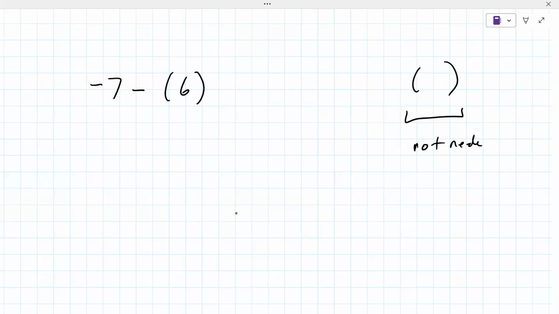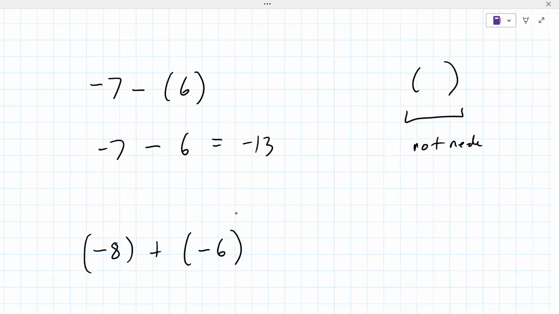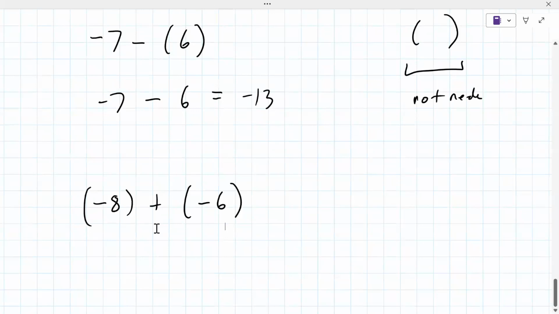Okay. Well, the next type of problem you might see is sometimes they put these numbers in parentheses. It'll be like -7 minus 6, like this. Parentheses are not needed at this point, so you can just drop them. So what would this become? -13. All right. How about -8 in parentheses plus -6? -14, good.